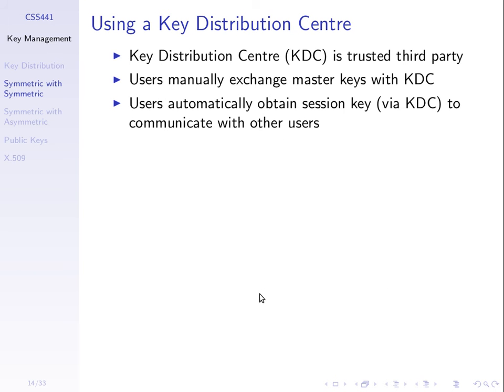So we'll introduce the protocol for using the key distribution center. It's a trusted third party. It's another entity in the network we introduced, like a server, and we must trust it. We'll see why shortly. The users manually exchange master keys with the KDC, so that's necessary at the start, and then automatically obtain session keys to communicate with the other users.